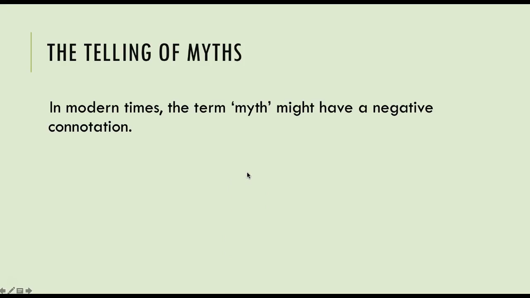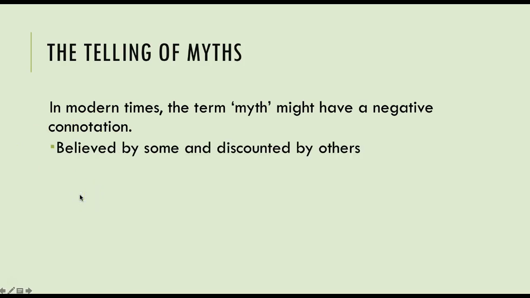Now, in modern times, the term myth might have a negative connotation. That means that it isn't used in the most polite sense. Somebody is saying that they wouldn't believe your story, that it lacks authenticity or reliability. So, in modern times, when somebody says, oh, you're telling a myth, well, they're saying that your story might not necessarily be true. Well, in ancient times, historians believed that in ancient Greece, some people believed the myths and some people did not. They were discounted, kind of shooed away and not believed.